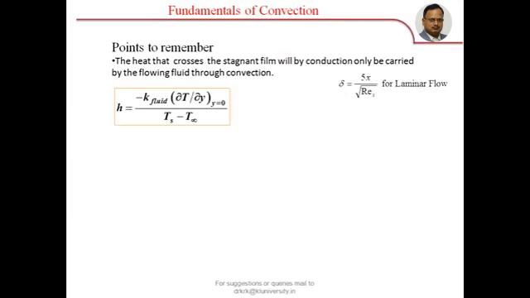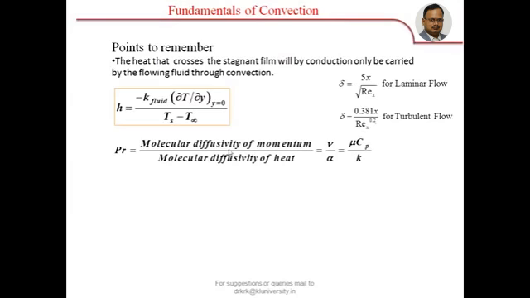The thickness of the hydrodynamic boundary layer for laminar flow is given by the formula 5x by root Re x, and for turbulent flow it is 0.381x by Re x to the power 0.2. The Prandtl number is defined as the ratio of momentum diffusivity to thermal diffusivity, given by nu by alpha, which is equal to mu Cp by k.